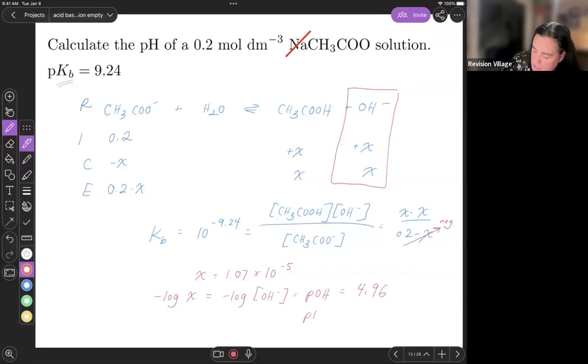I asked you for the pH. The pH is 9.04. Feel great about this because I know that the solution has to be basic because I put a basic salt in. The pH is greater than 7. Medina agrees with me, so we're living the dream.